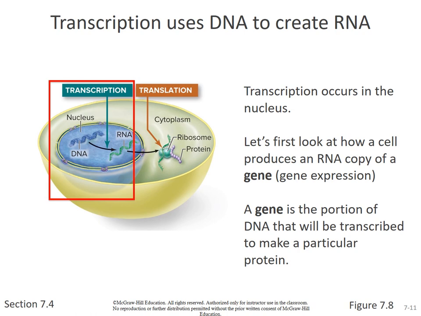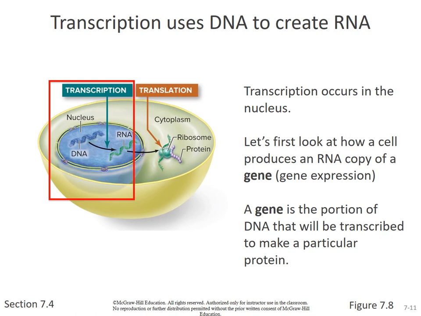So now we will look at the nitty-gritty bits of transcription and translation. We'll start with transcription. And so this is using the DNA to create the RNA. Transcription comes from the word transcribe. To transcribe is to copy. And so we're copying the code of DNA onto the molecule RNA. Transcription occurs in the nucleus, and this is where the DNA is. So the RNA molecule will be created in the nucleus right next to the DNA.